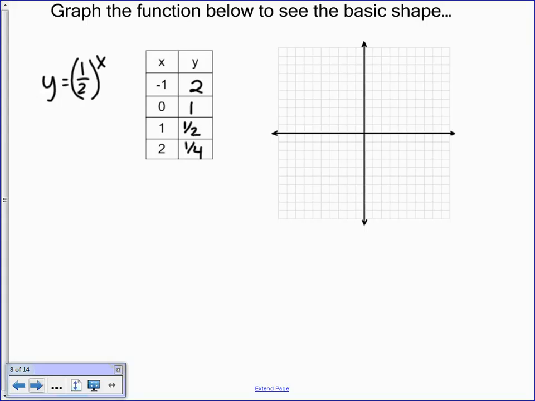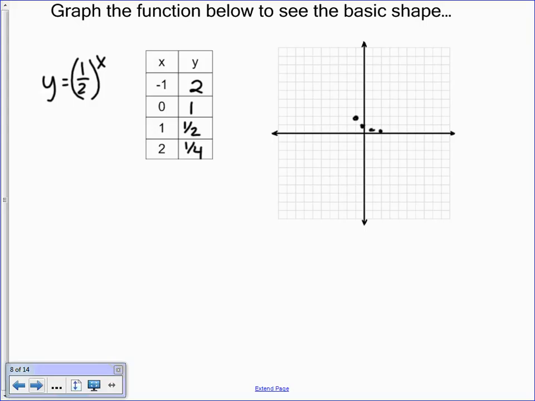Could you plot those 4 points? Sure, without any trouble. So plot them, and they give -1, 2; 0, 1; 1, 1/2; 2, 1/4. And this is what I'm saying. Now that you saw what happened when we did that extended table, can you picture how the graph might look here with just those 4 points?